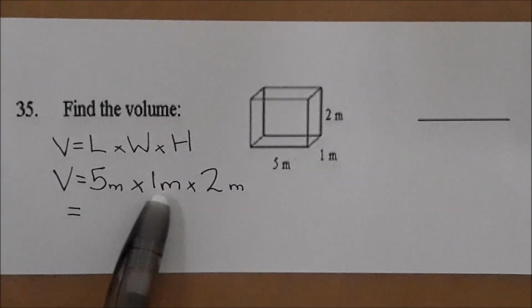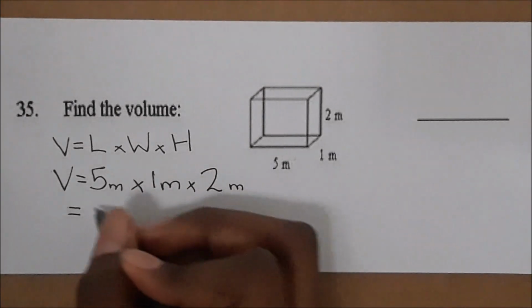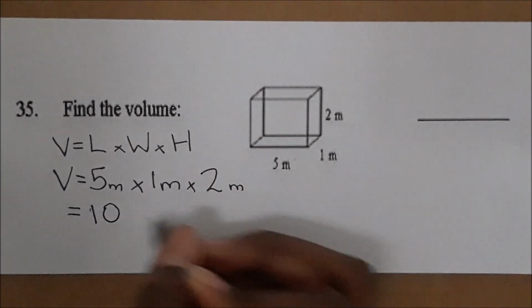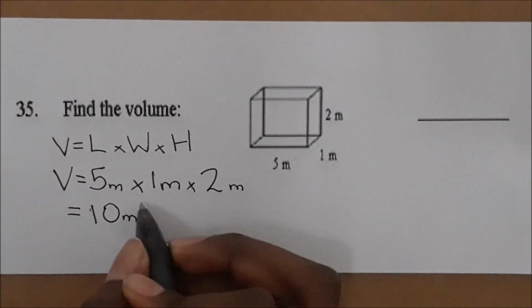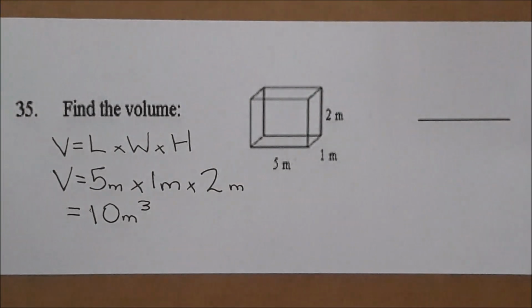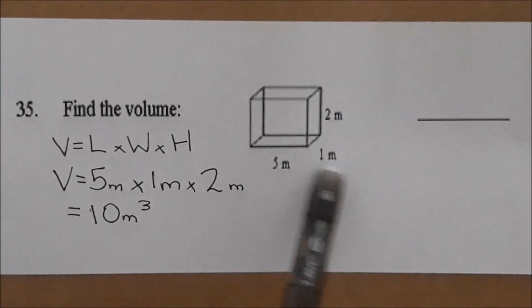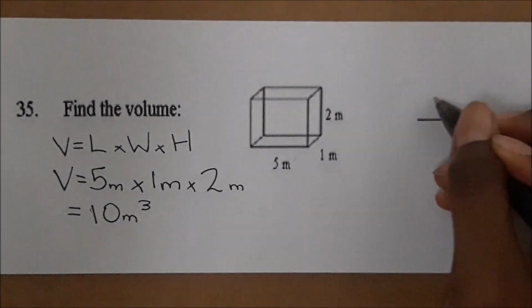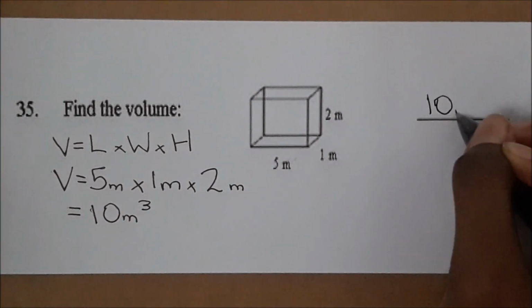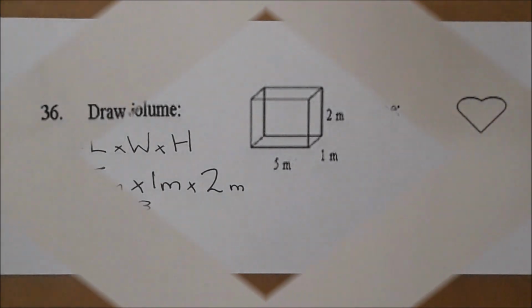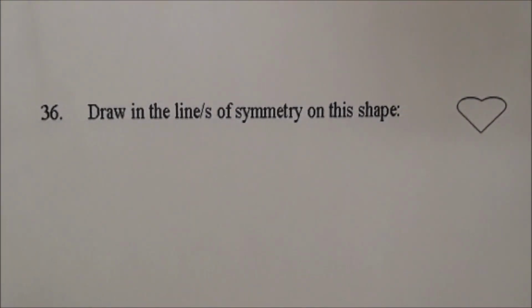5 times 1 is 5, and 5 times 2 is 10. That's your numbers. And then put m. And what do you do? Cube. Right. Why? Because you multiply meters 3 times. Okay, put it down on the line. Excellent job.